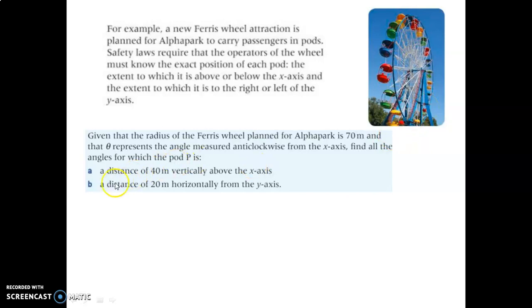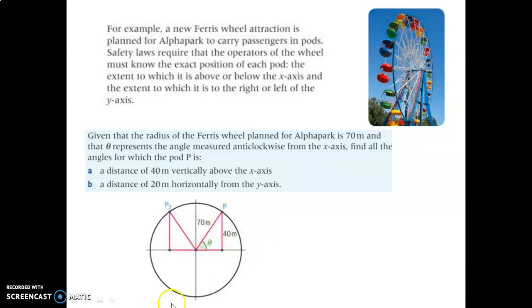So first we're going to find a distance of 40 meters vertically. It says find all the angles, which tell us we have a distance of 40 meters vertically above the x-axis. So vertically, you should be thinking y-axis. Let's take a look. Here's the diagram we can represent for that. We have our Ferris wheel, we have some angle it's spinning, and we want to know when the vertical distance is 40 meters. So we're talking about this. When is a person in a pod 40 meters above the horizontal line?